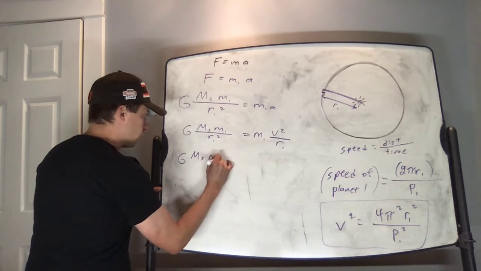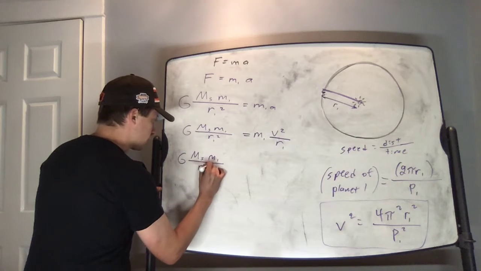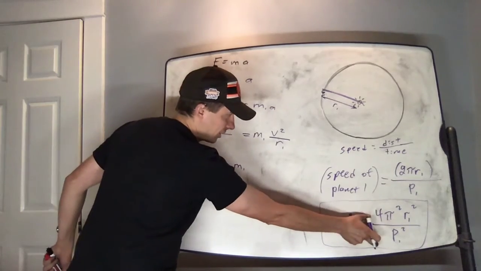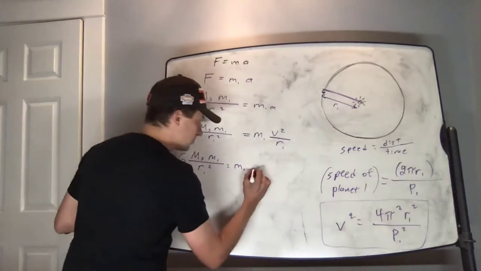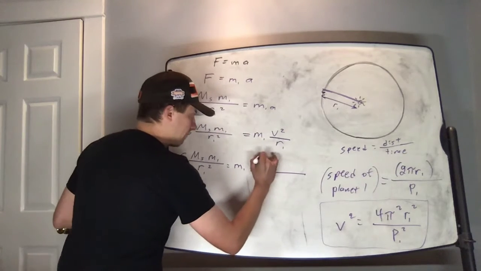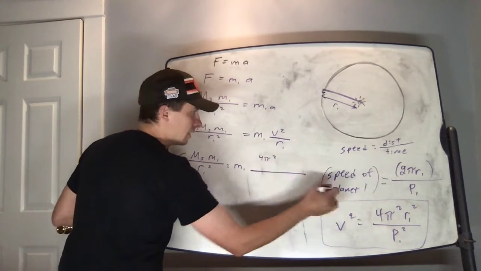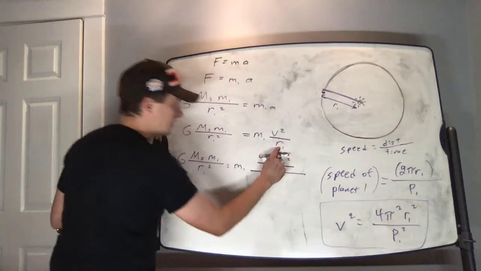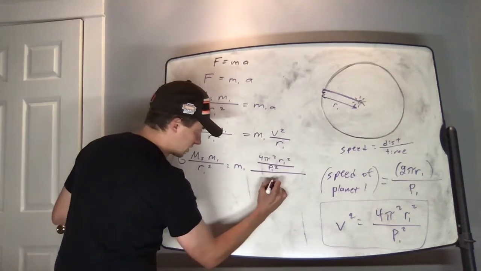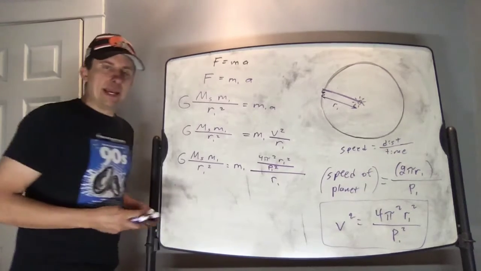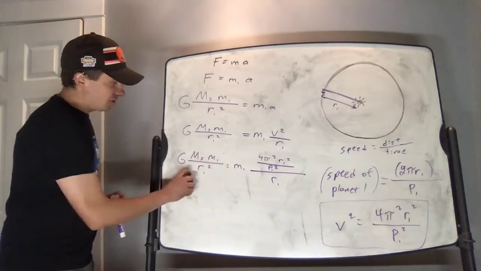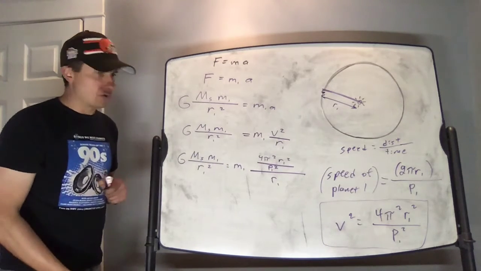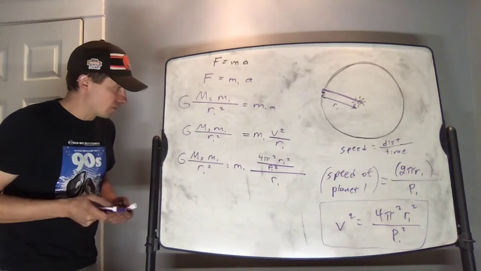times the mass of planet 1 over r1 squared is equal to the mass of planet 1. V squared is this entire term. This entire term needs to be upstairs. So I will have a 4 pi squared r1 squared divided by p1 squared. And then this r1 downstairs, I'm just going to write again over here. At this point, I have fractions nested within fractions, but all the physics we're doing is now done. I'm just going to rearrange these terms and cancel a few terms.